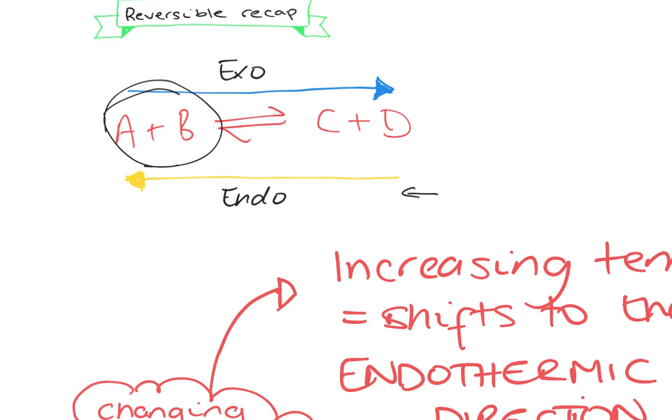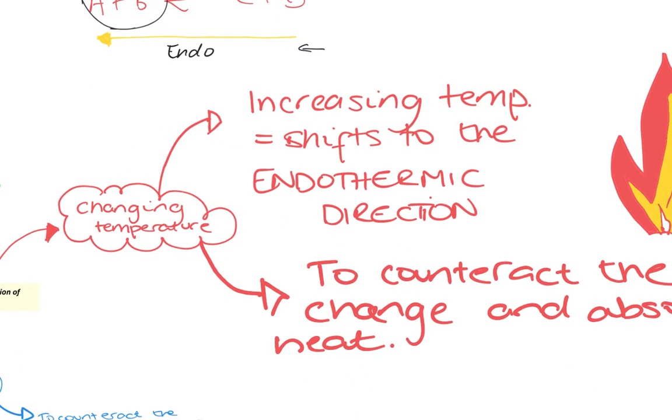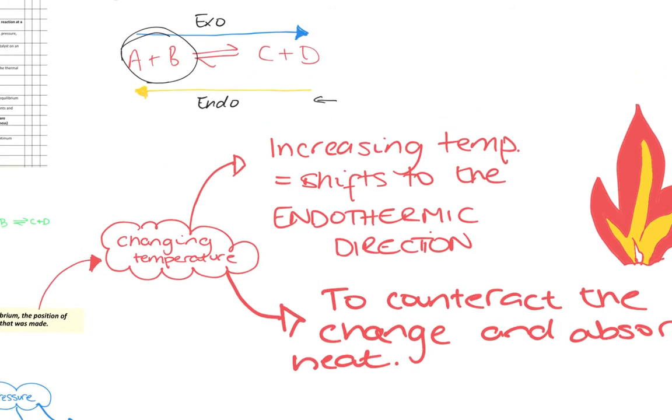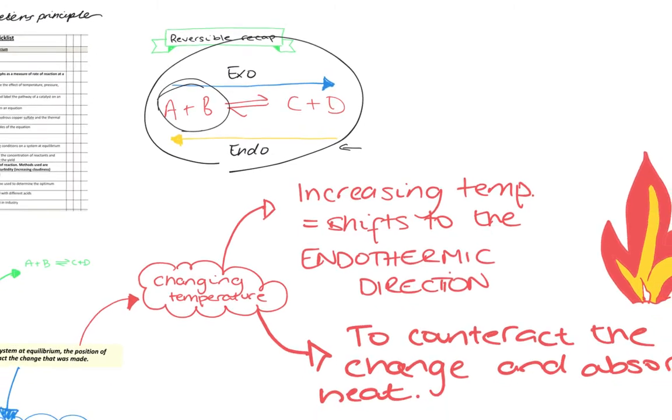Now, if I wanted to increase my yield of C and D, I would lower that temperature because it would do the opposite. So in summary again, increasing temperature favours your endothermic direction, which means you will make more of the substances on that side of the arrow. And remember, you will need to firstly check which direction is endo and exo in your first reaction.